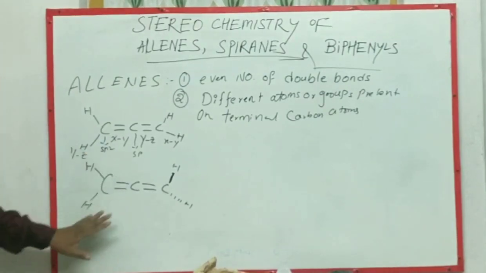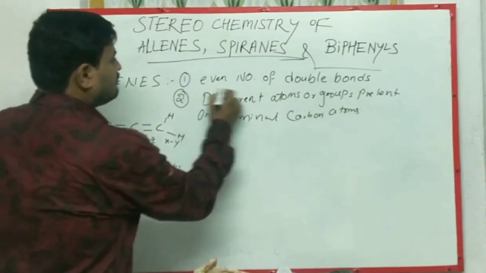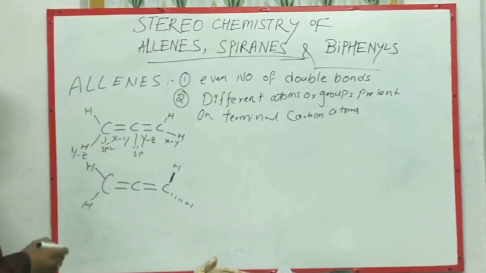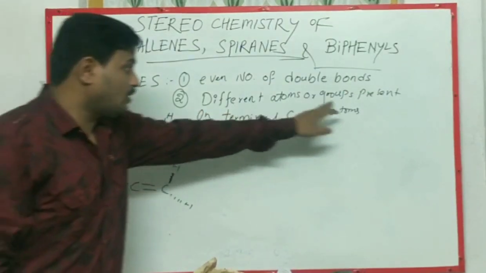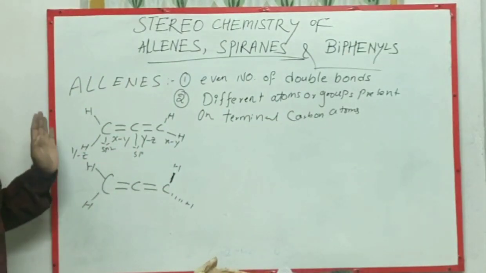Then is it optically active or not? It is clearly optically inactive. Why? Because an even number of double bonds exist, but different atoms or groups are not present at the terminal carbon atoms. The terminal carbon atom does not have different groups.